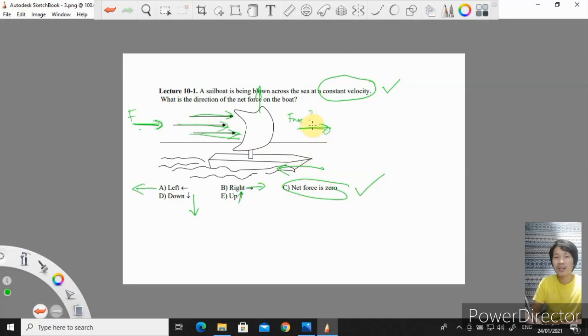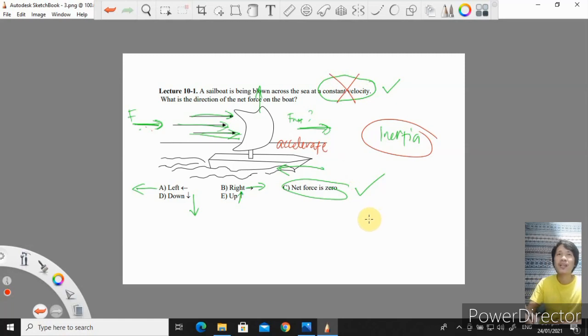So what makes the boat move if the net force is cancelled? It is the inertia. Okay? So the boat will move by virtue of its inertia. It has inertia in motion. That is what makes it move, not this force. Okay? When the force is stronger than the friction underneath, then the boat will accelerate. The velocity will no longer be constant.